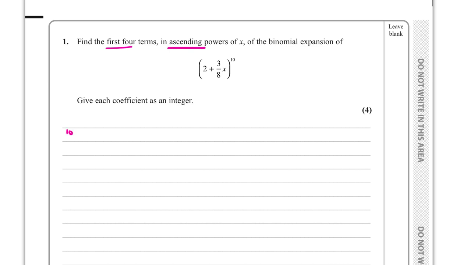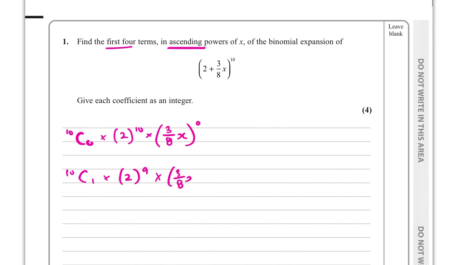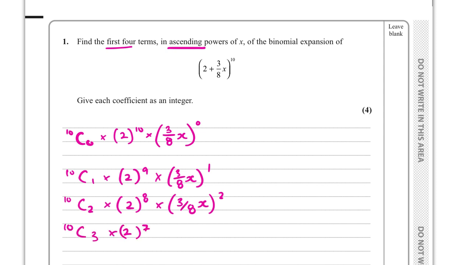However, we all know it starts 10c0 times 2 to the power of 10 times 3 over 8x to the power of 0. Then we're going to have 10c1 times 2 to the 9 times 3 over 8x to the power of 1. 10c2 times 2 to the 8 times 3 over 8x all squared, and then 10c3 times 2 to the 7 times 3 over 8x cubed.